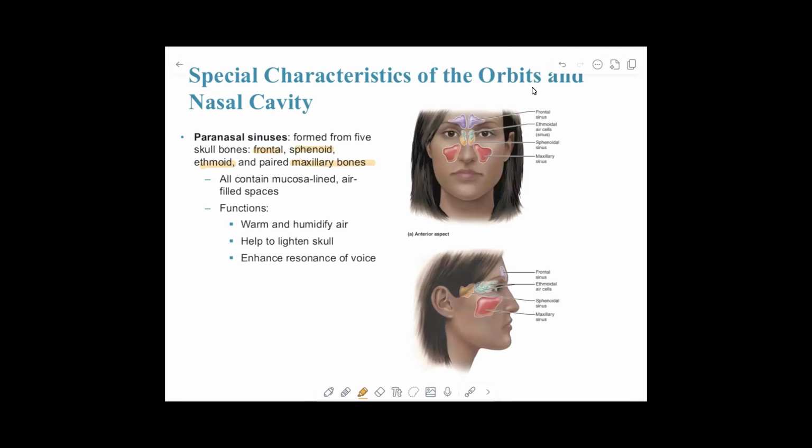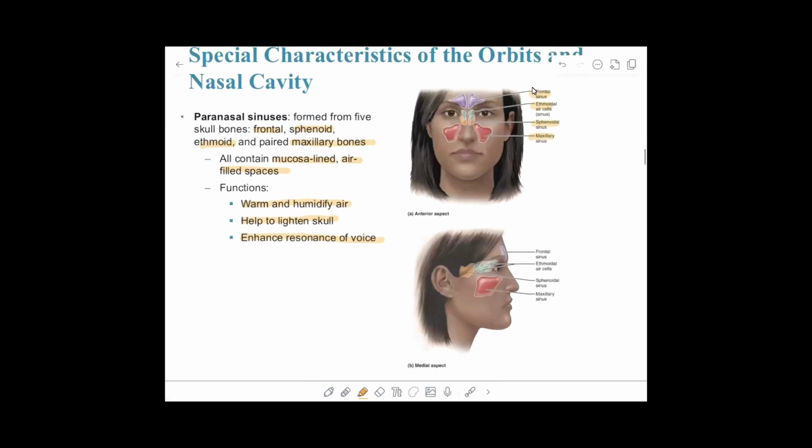All sinuses are mucosal lined, air-filled spaces, and their functions are to warm and humidify the air. They help to lighten the skull because they are a cavity within the bone, and they enhance the resonance of the voice. You all know that when you or somebody else has a sinus infection, oftentimes the voice can change. When we look at an anterior view at the top here, we see the frontal sinus. The ethmoid and sphenoid sinuses are just superior to the nose. And then there's the maxillary sinus. When we look at a lateral view, or the medial aspect, we see the frontal sinus, ethmoid, sphenoid, and maxillary sinus.